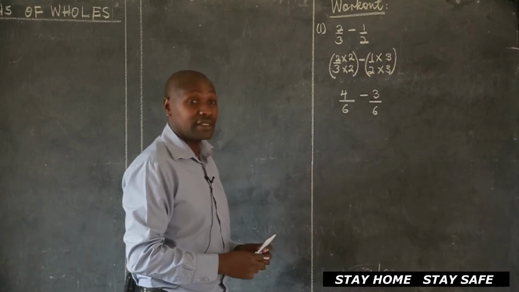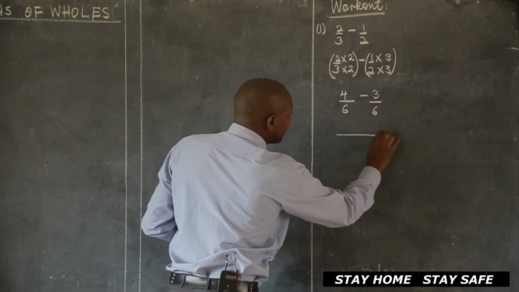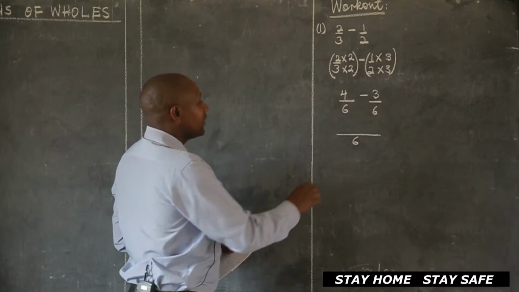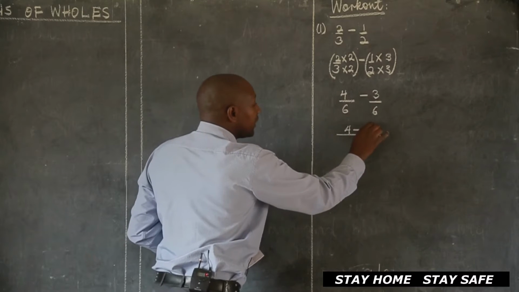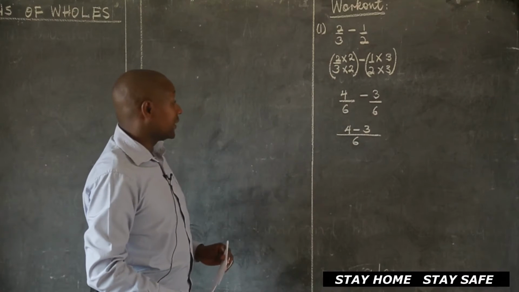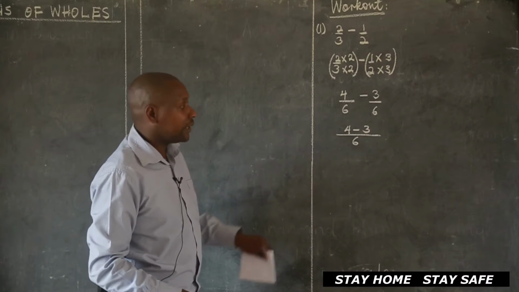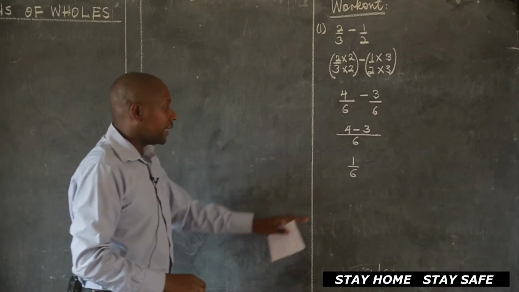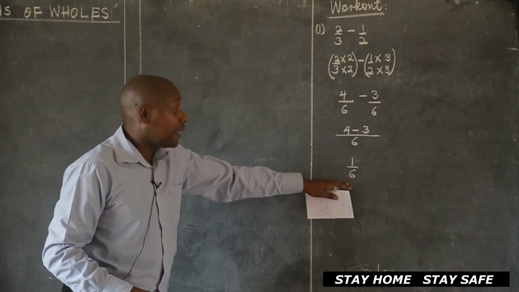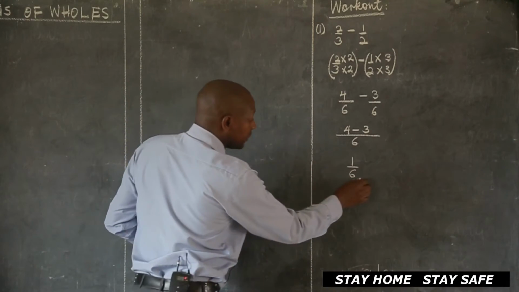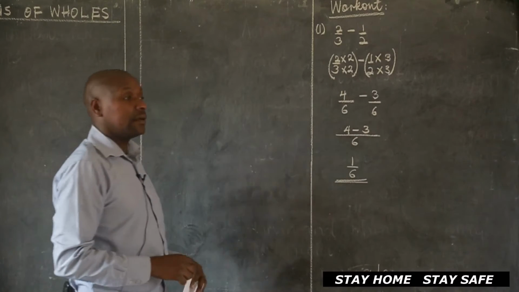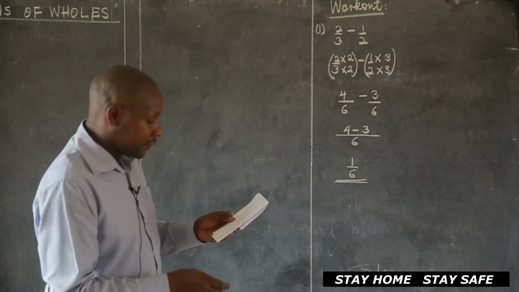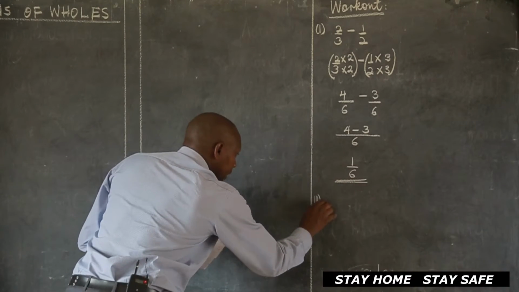And now here it becomes easier, whereby we maintain the LCM or the common denominator, and it tells us to subtract the numerators separately. So 4 take away 3, what do you get? Very good. Finally, you must have come up with a 6th as your final answer. Okay? Let's look at the second number here.